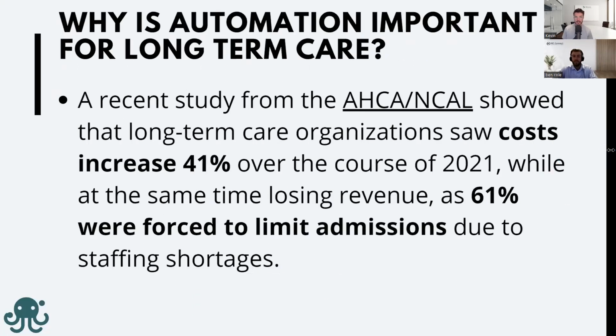So, again, setting the scene on this, why is automation important specifically in this industry? A recent study found that over the course of 2021, there was a cost increase of 41%, while at the same time losing revenue. So the biggest driver of that is staffing shortages. And the department that I think is the easiest spot to focus on is the accounting department. There's an easy way to help make those staffing shortages have a smaller effect on your business.